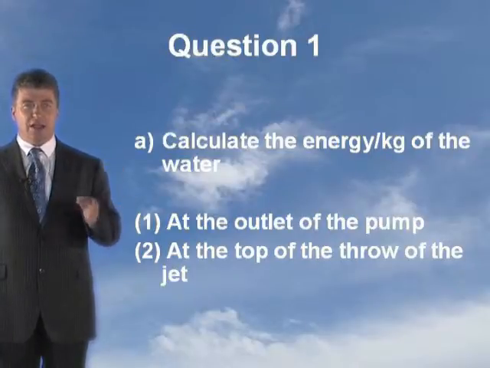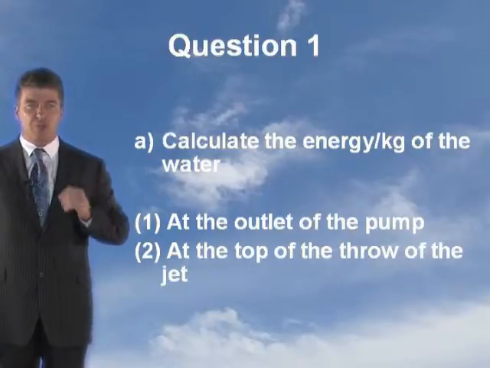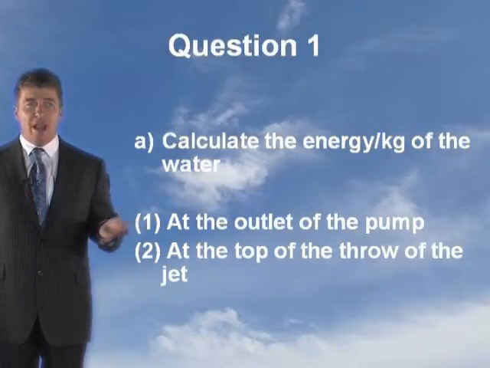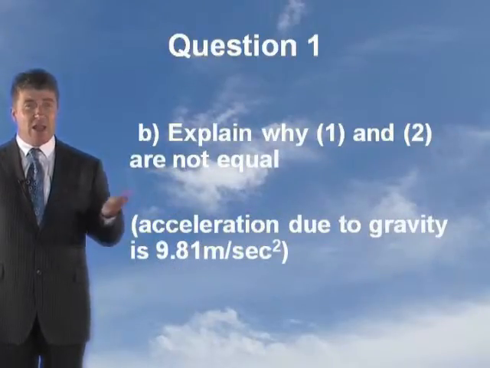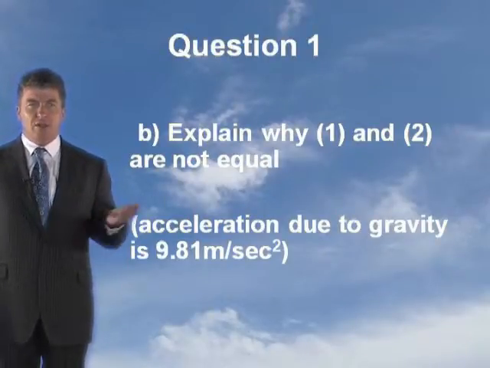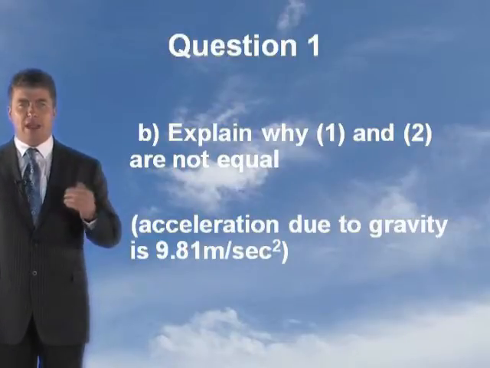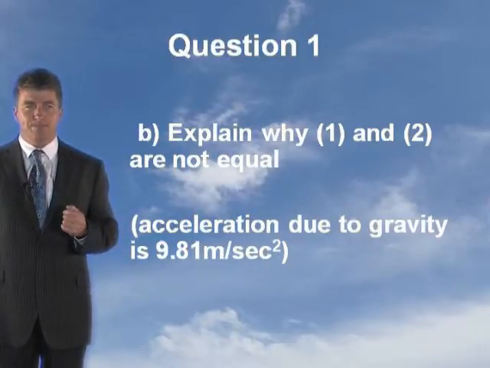So he's asking you to work out the energy per kilo of the water at the outlet of the pump and at the top of the throw of the jet. And then he wants you to explain why 1 and 2 are not equal. So why are they not equal? And you've got to take acceleration due to gravity. It tells you in the question as 9.81 metres per second squared.